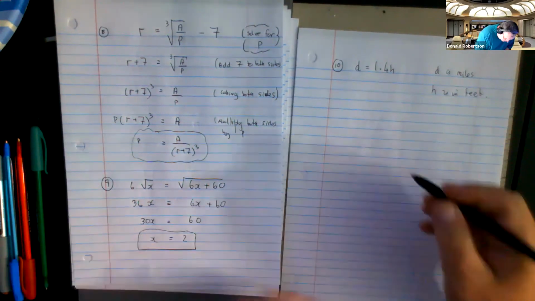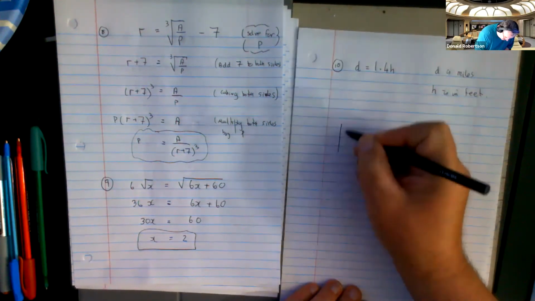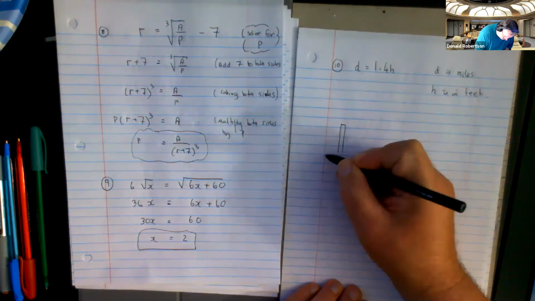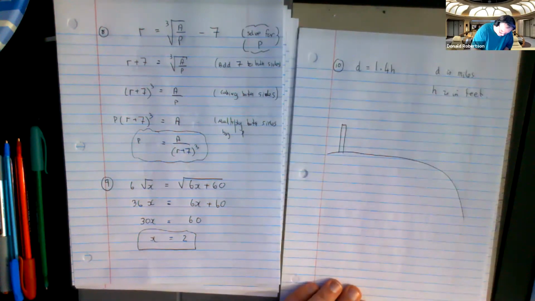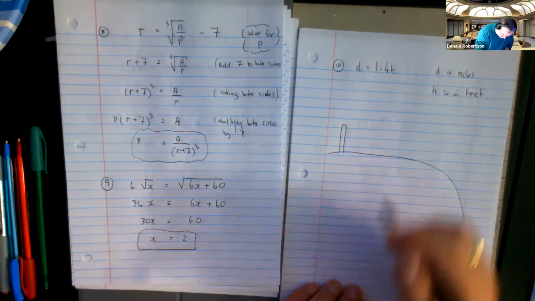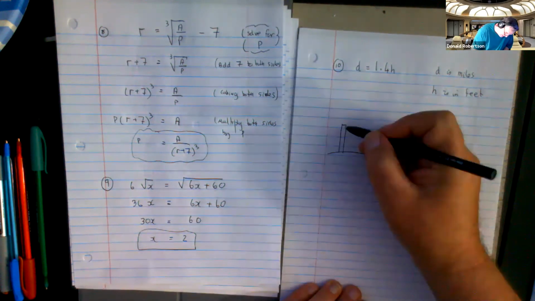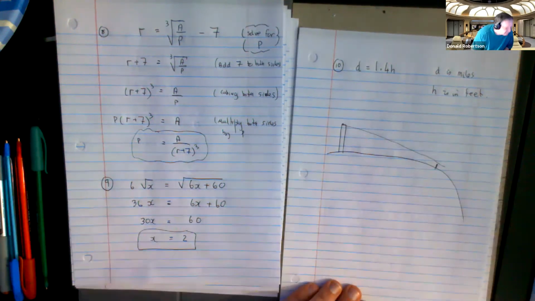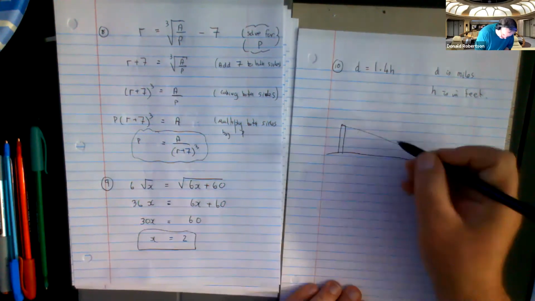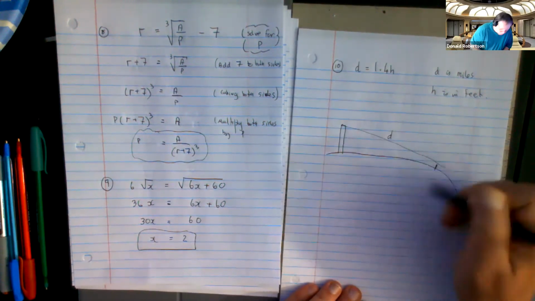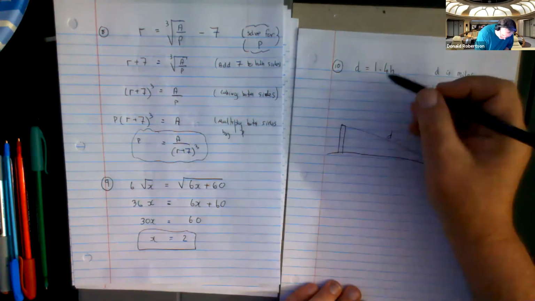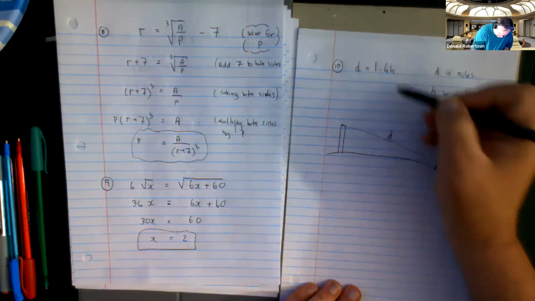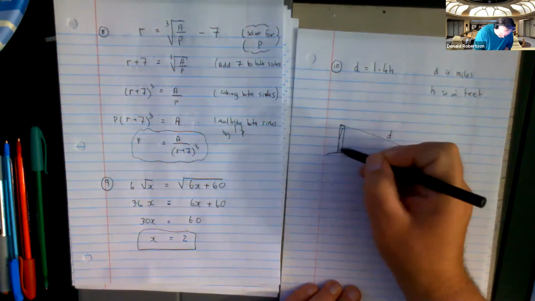And if you want to know the context of this, if you have a tower, we all know that's a very badly drawn world, but the world is curved. And the distance that you can see, that distance d, to the part where the world curves, is given by this formula. It's 1.4 times the height of your tower in feet.